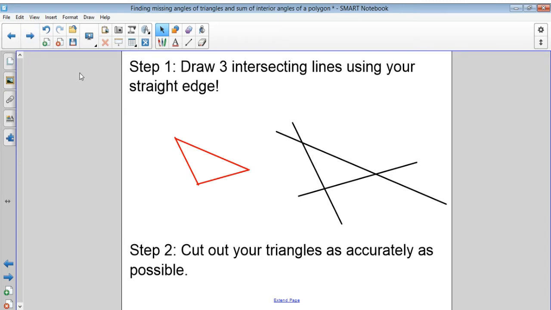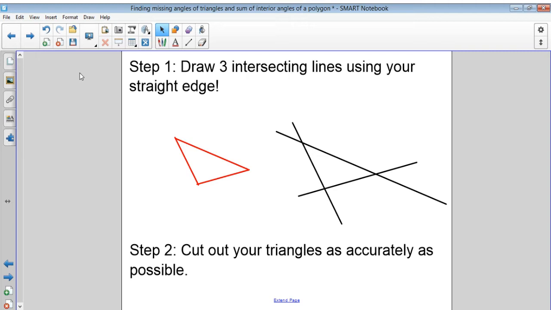Okay, our first step here is we're going to draw 3 intersecting lines using your straight edge. It's really important that you do this with a straight edge. If you do not have a straight edge to create 3 lines, I highly recommend you use graph paper to have at least 2 lines that are really straight, or on a piece of notebook paper, try to cut a small triangle just off of the corner of the notebook paper so you're using the 2 straight edges of the notebook paper. If you do have a straight edge, that's great, and that way you can create any kind of triangle.